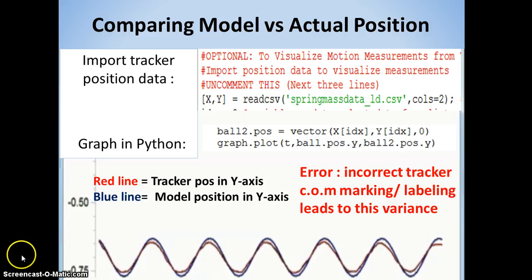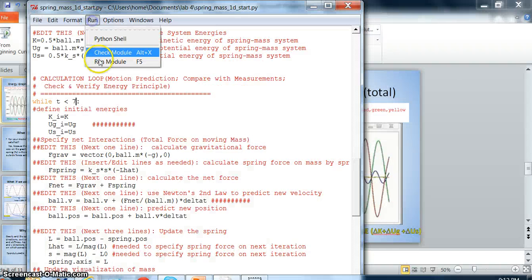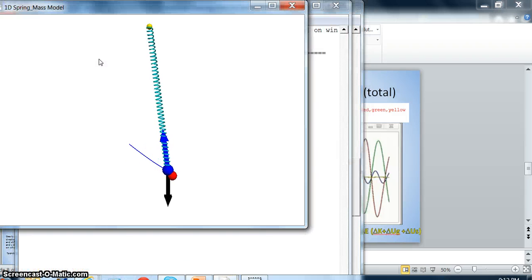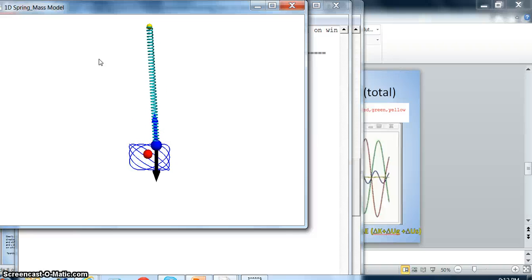Now, comparing all of these, I will actually show you my model. The red is the mass from my data from Tracker, and the blue is the computational model. As you can see, they vary a little bit, but they still go in the same appropriate direction.